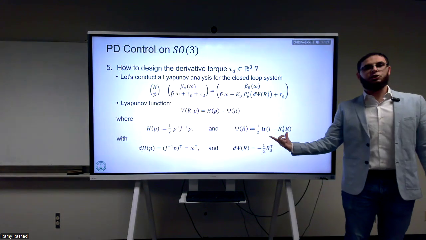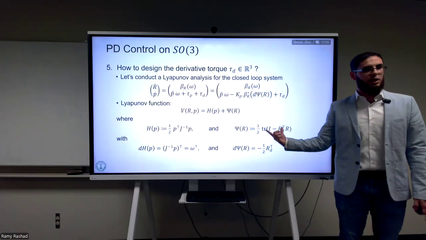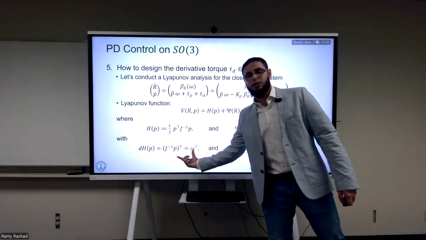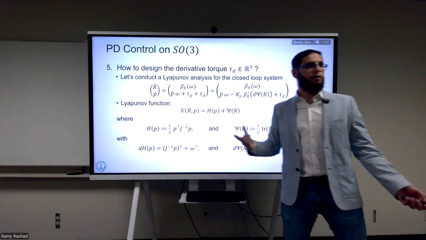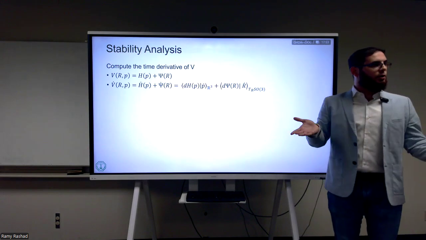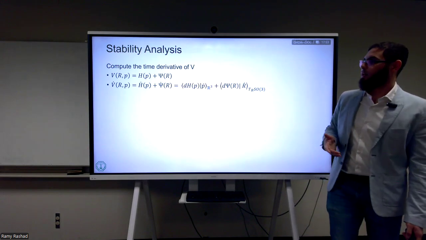And this is the function that we chose for the control, the potential function, psi of R. Its differential is given by this guy, and the differential of the H is simply omega transpose, because this is just a quadratic equation. Now let's do the time derivative. Okay, so you should be good at that by now.